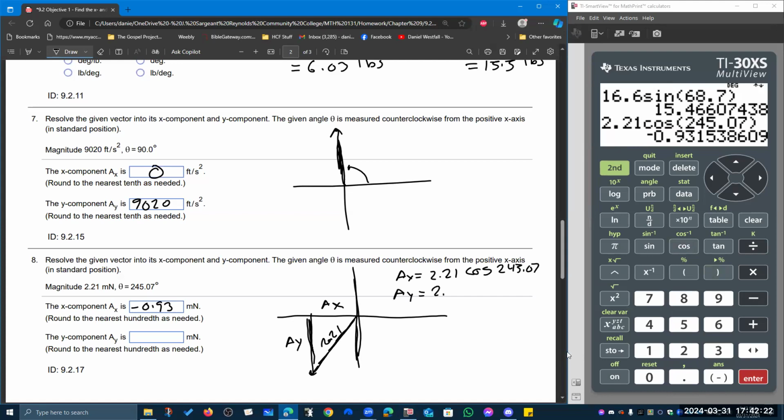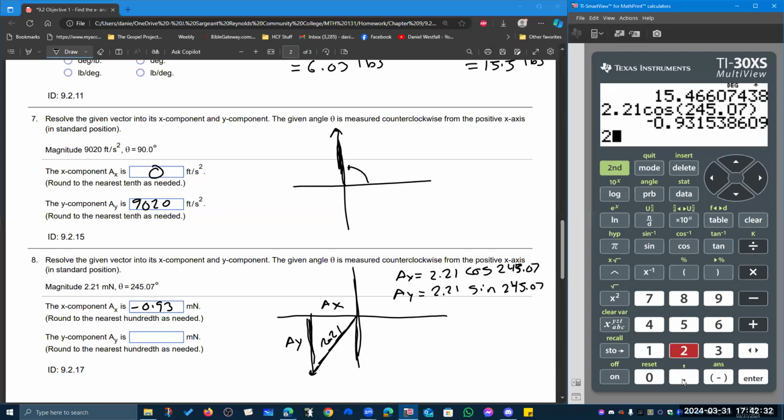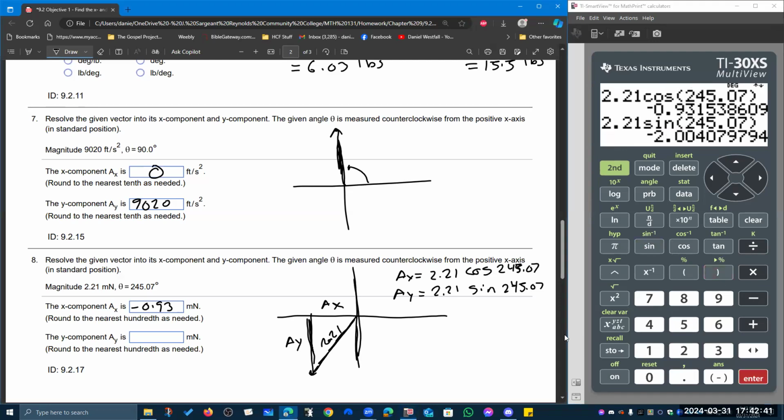And a sub y is going to be 2.21 sine of 245.07. 2.21 sine of 245.07 is negative 2.00 millinewtons.